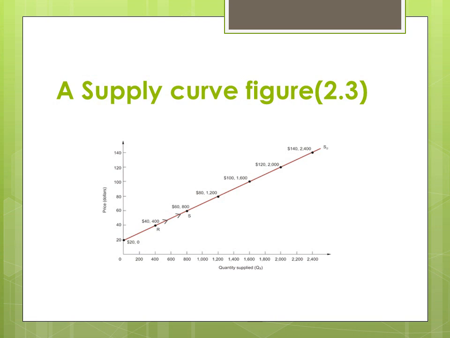Here, when price increases, quantity supplied also increases. So the supply curve moves from left to right, and it moves upward. So this supply curve shows a positive and direct relationship between quantity supplied and price.